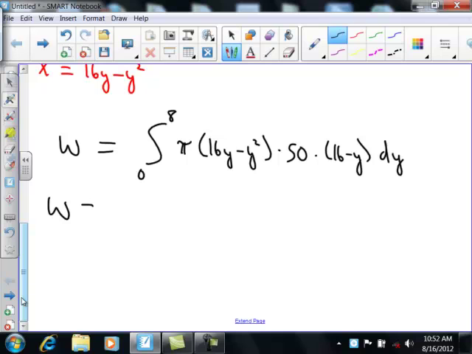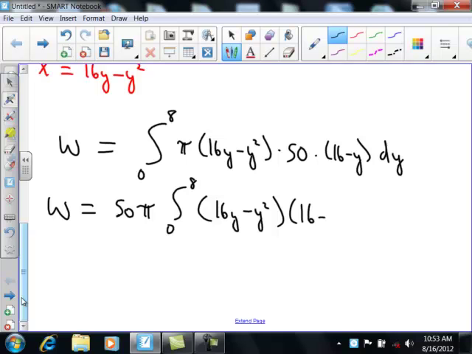Alright, so my work is going to be equal to, again, this is not the hard part. The hard part we did, which is setting it up. So keep that in mind. So 50 pi is a constant, so I'm going to pull out the 50 pi. So this is 50 pi times the integral from 0 to 8 of (16y minus y squared) times (16 minus y) dy.